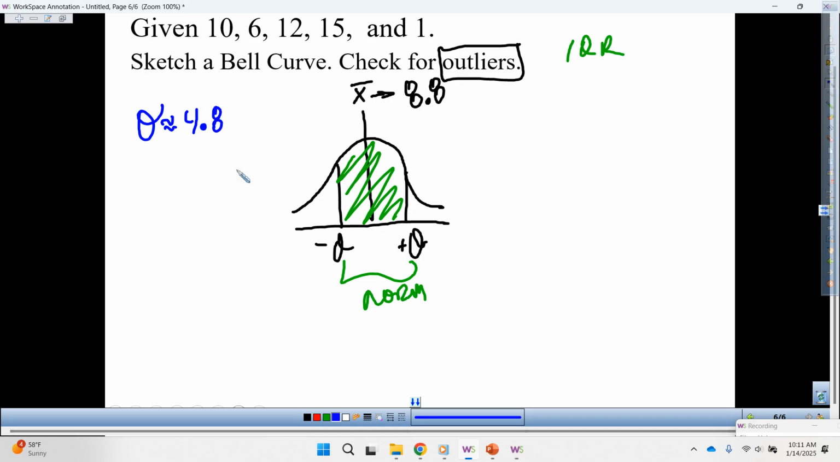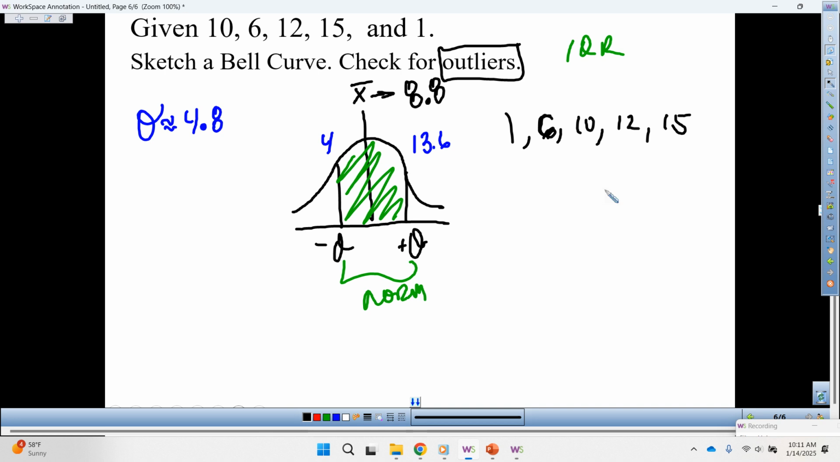You did the long way or shortcut? All right, so you might be off if you did shortcut by some decimal points or by 1. All right? So looks about right. So then we are at 13.6 or 4. That's our norm. We need the IQR, which means you needed to arrange these in ascending order. We got 1, 6, 10, 12, 15.